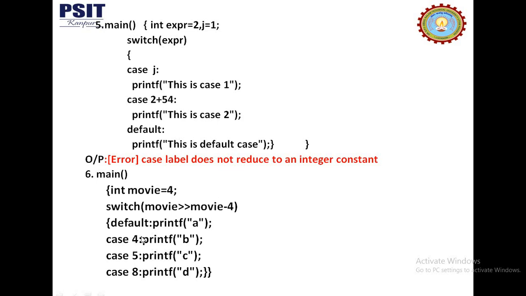Now 4 will be matched with 4, and after that there is no break, so 4, 5, 8 will be executed, but default will not execute because default is written before 4. If default was written after all the cases, then default would execute, because the definition of switch case says that it will start executing from the first matched case, and all cases below that up to default will execute, but there is no default below, so it will not execute and the result will be BCD.